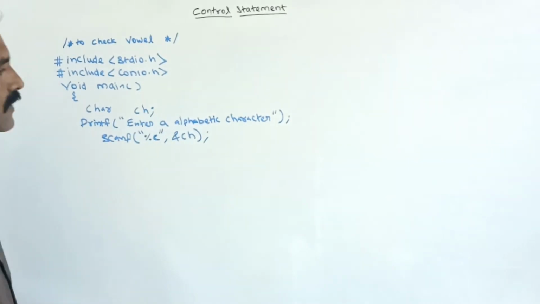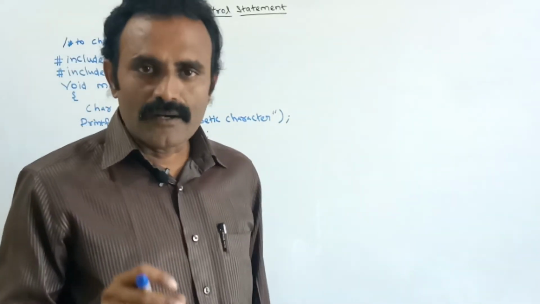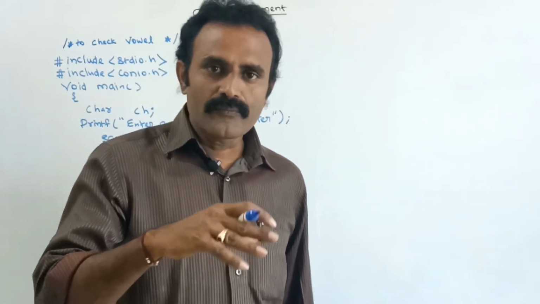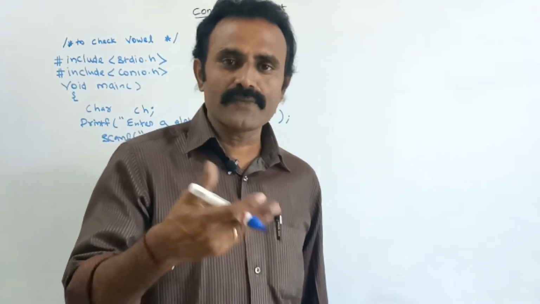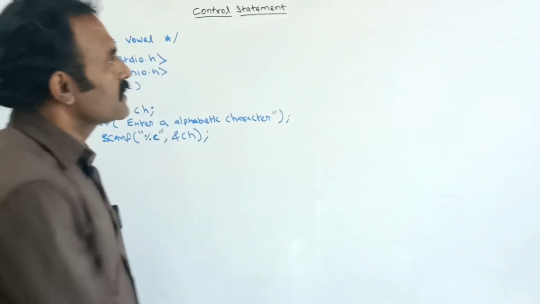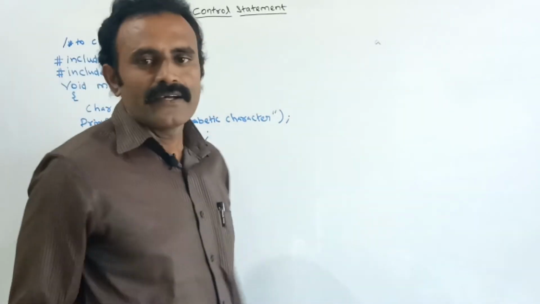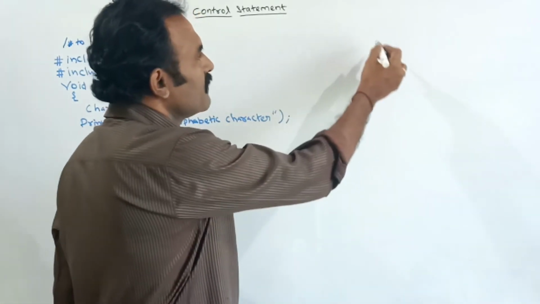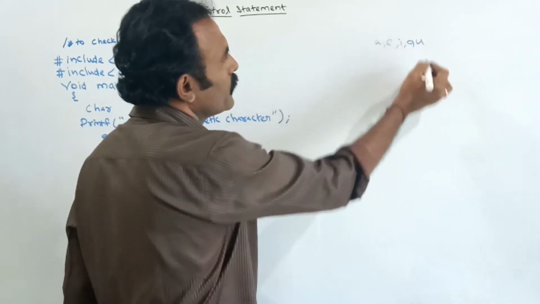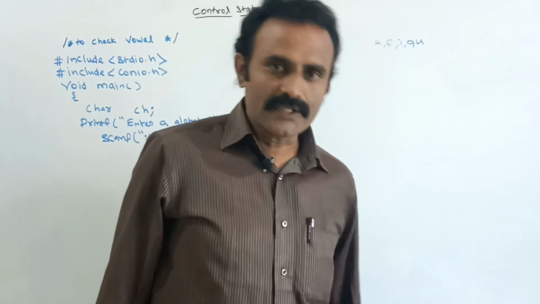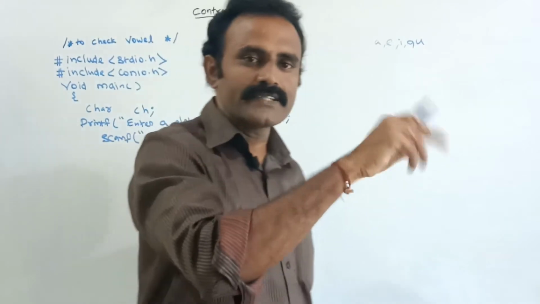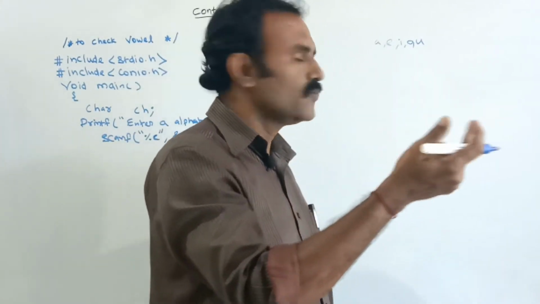By using the logical operator, which as I told you is used to check two or more conditions, we can check multiple conditions. Here I need to check for a vowel. First I need to check whether the given letter from the keyboard is A. What are the vowel letters? A, E, I, O, U. These five letters are the vowels. Here there are multiple conditions. First I should check whether the given letter is A, or whether it is E, or I, or O, or U.